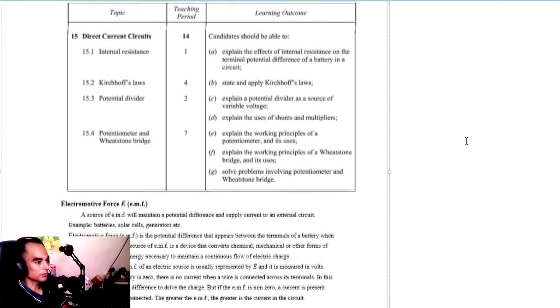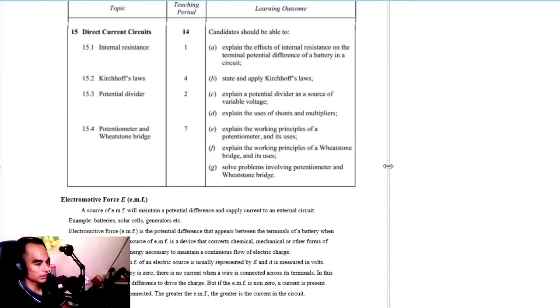Can you see, can you read the screen? I mean, is the text visible? Can you see it, sir?